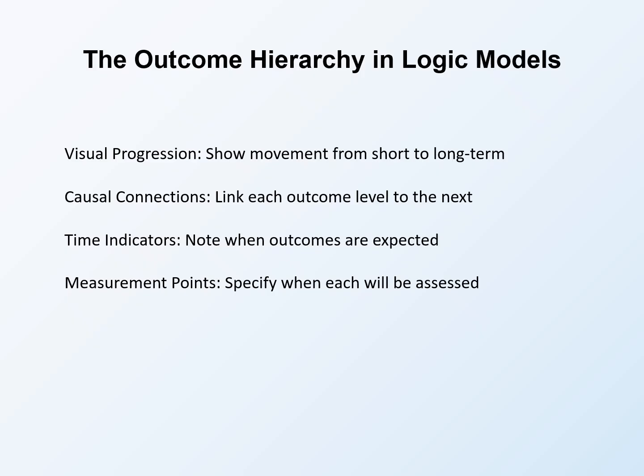Time indicators should note when outcomes are expected to occur. Short-term by program end, intermediate at 6 months, long-term at 1 year. This sets realistic expectations and guides evaluation planning. Measurement points should specify when each outcome will be assessed. This connects your logic model to your evaluation plan. Funders want to know when and how you will document achievement.